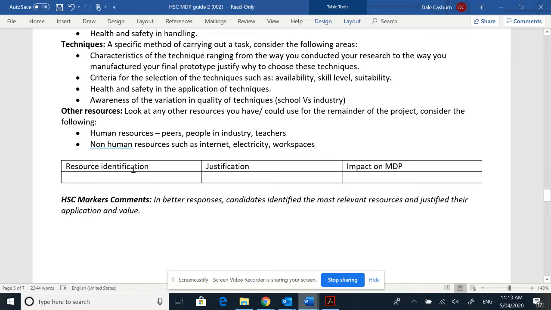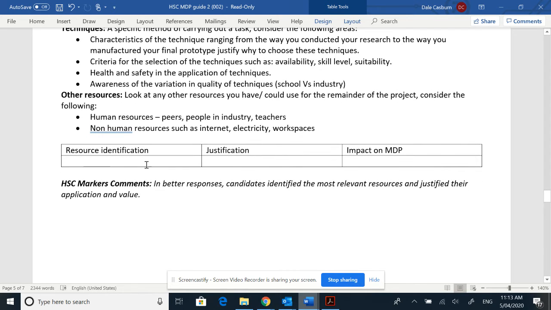Simple scaffold for you. Resource or idea identification could be either, but say resource identification. Justification, because we're trying to justify in this section, and the impact on my MDP. Justification: why was that important? Like, why did I actually use that resource? What did it do for me? And then how did it impact my MDP? So, a lot of these scaffolds, guys, you probably can't go too wrong if you put the right words in the boxes, but hopefully that helps.